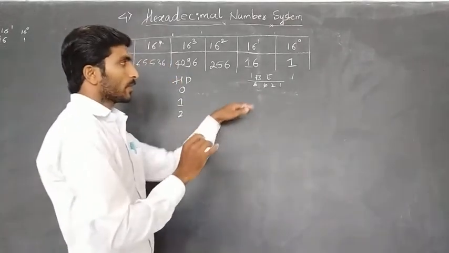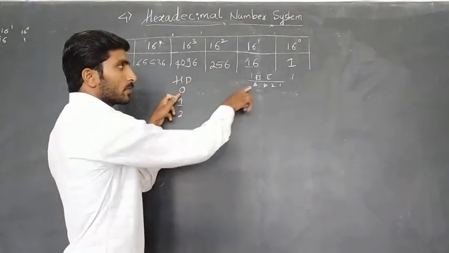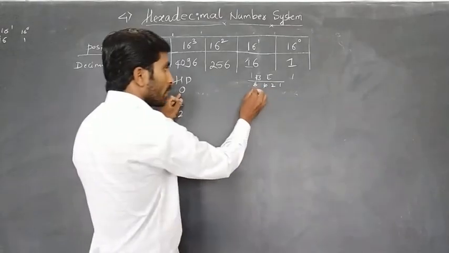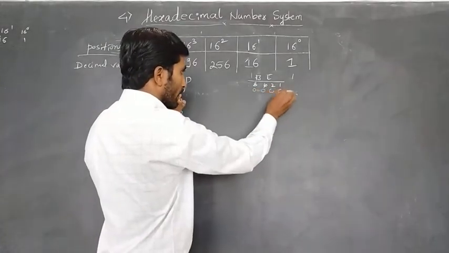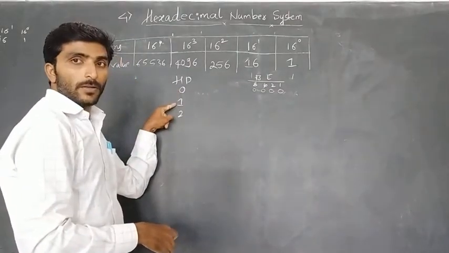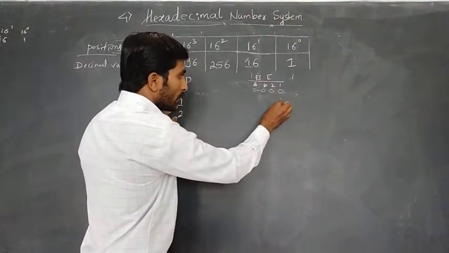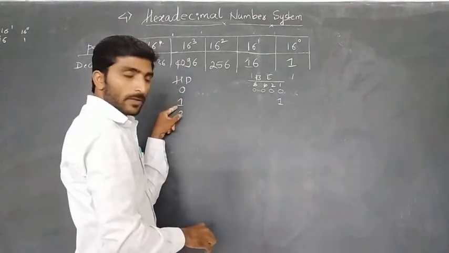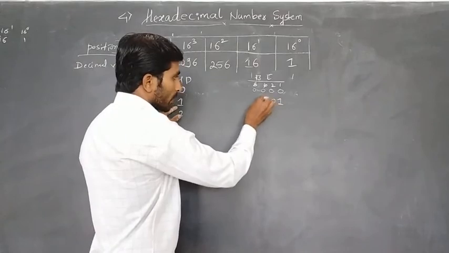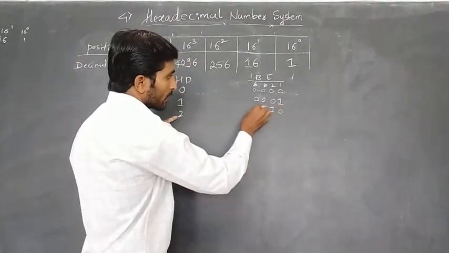If you want to represent 0, there is no place value for it, so in every place you write 0 like this. Now 1: wherever you have the place value 1, you write 1, and the remaining are all 0. Now 2: 2 is 1 in its place, and the remaining are all 0.